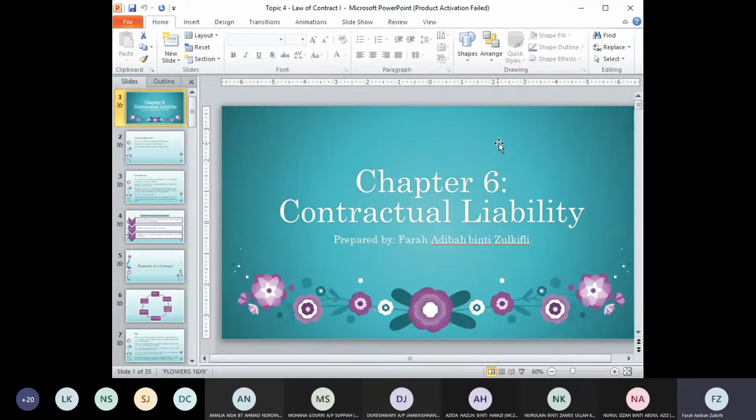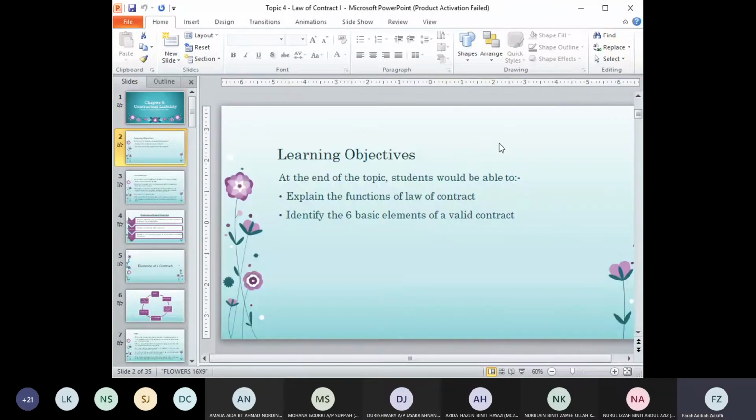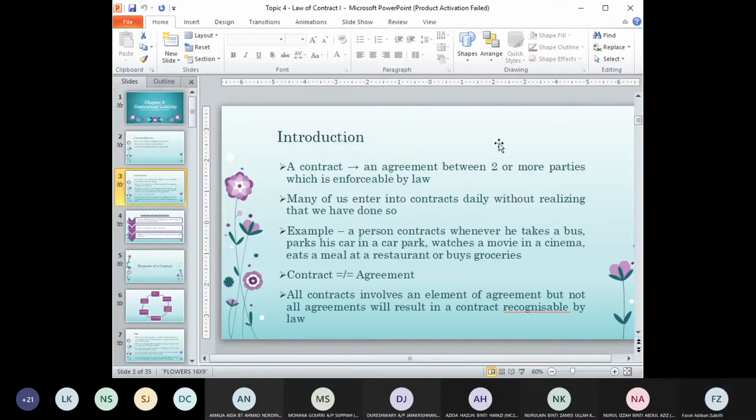Okay, so for this topic 4, we will learn about the functions of law of contract. Why do we have a law of contract? And then we will also learn about the 6 basic elements of a valid contract. So what are the 6 elements that you have to make sure are inside your contract in order to have a valid contract?